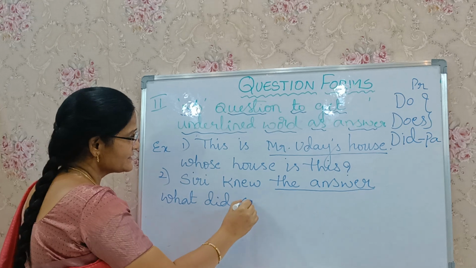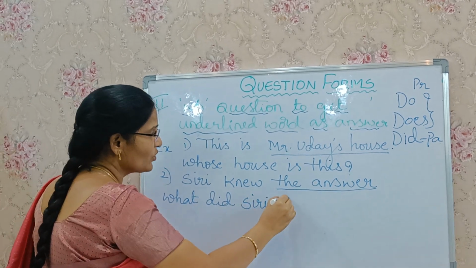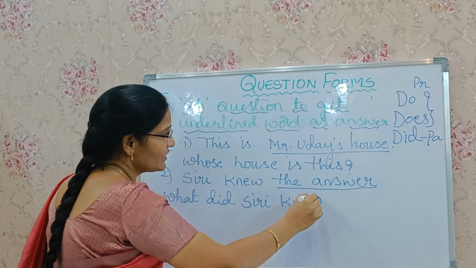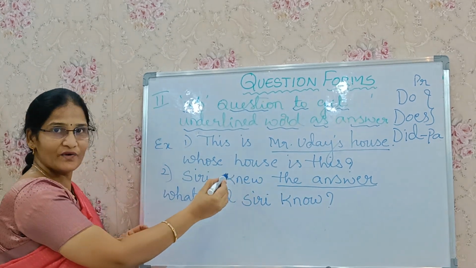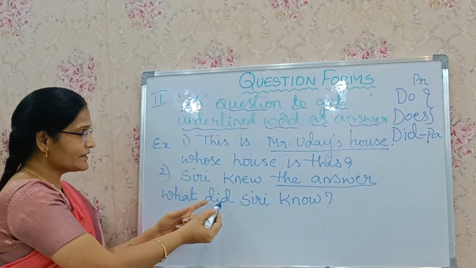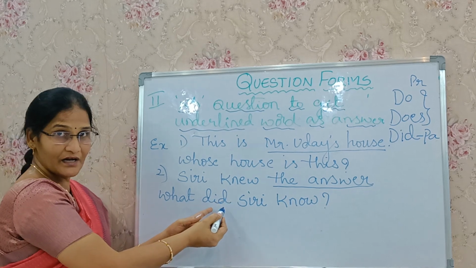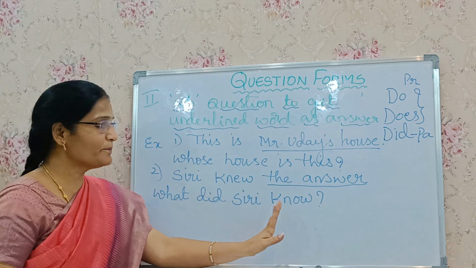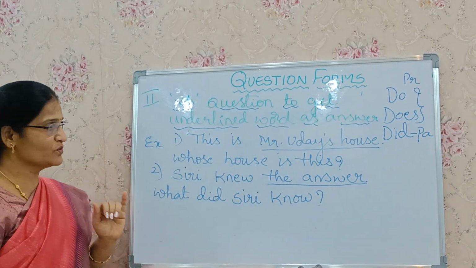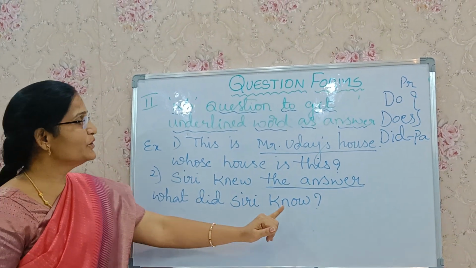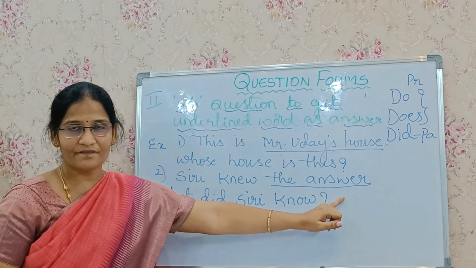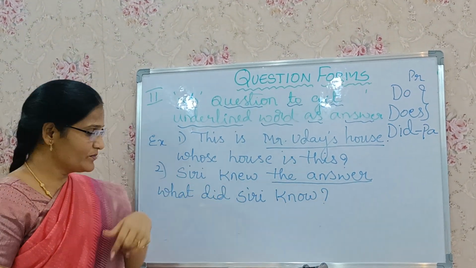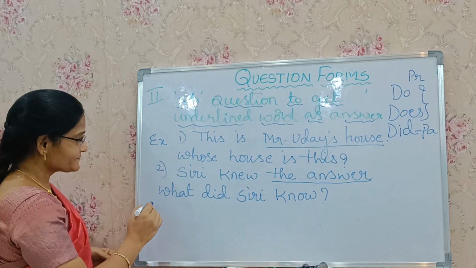What did Siri know? Present. I told you already, once the past tense is changed, we have already used a past form here. Here we have to take the present form itself. Both the past forms we are not supposed to use. What did Siri know? The answer. And one more example I will give.